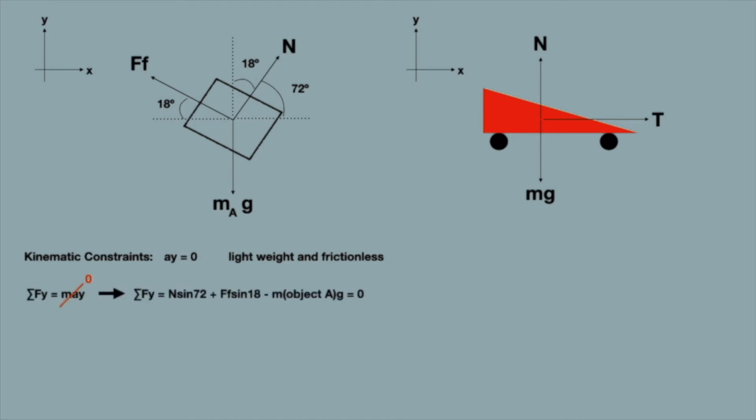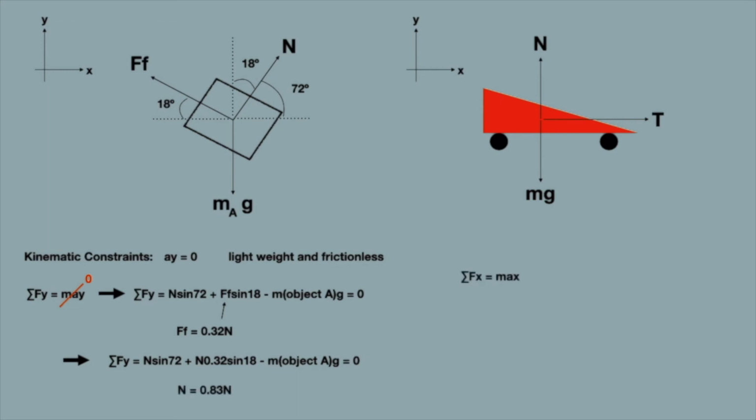Hence, sum of forces in the y direction equals normal force sin 72 plus the force of friction sin 18 minus the mass of the object times gravity, equating to 0. Since we know that the force of friction equates to 0.32 times the normal force, we can substitute friction into the sum of forces in the y direction equation. This leaves us with this equation. By rearranging and solving for N, it gives us a value of 0.83 newtons.